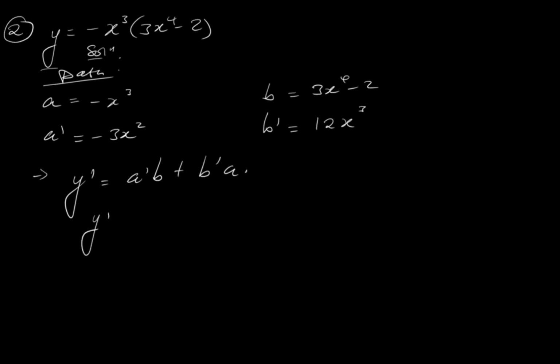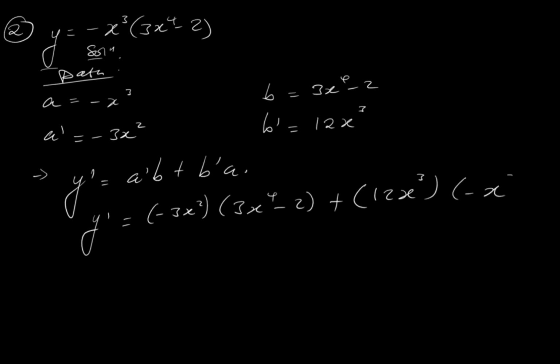This implies that y prime is equal to what is a prime? It's minus 3x squared. What is b? B is simply 3x to the 4th minus 2, plus b prime, which is 12x cubed, times a, which is equivalent to minus x to the 3rd. You can just leave your answer in parentheses for accuracy purposes, but if you want, you can follow it out and you'll still be correct. You can simplify it if you want, and you'll still be fine.